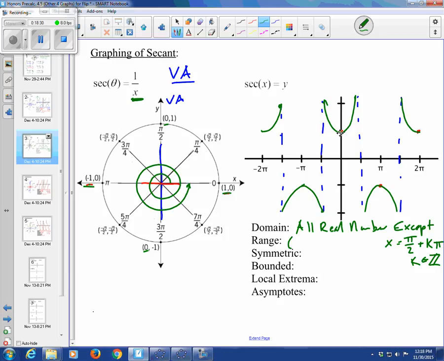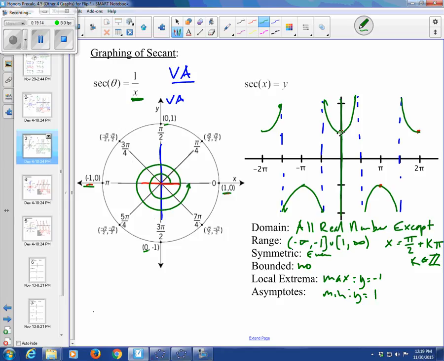The range again right here, we can say is going to go from negative infinity to negative 1, that local max, and from 1 to positive infinity, where negative 1 and 1 are both included because they are the local max and local min. Symmetry, we are symmetric with respect to the y-axis, which makes us even. And then right here, boundedness, we can say no, because obviously we're going to negative infinity and positive infinity with our vertical asymptotes. Local extrema, we're going to define those by the y values for right now. So we'll say this is a max of y equals negative 1 and a min of y equals 1.